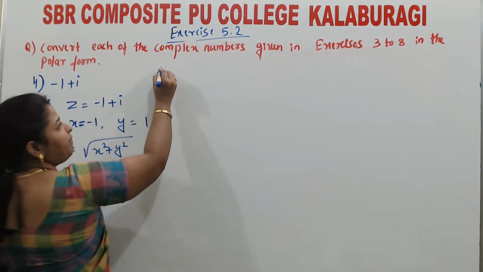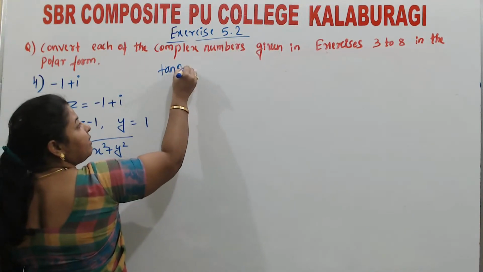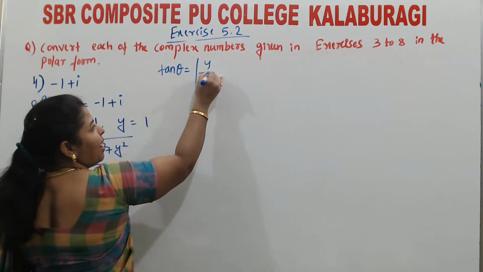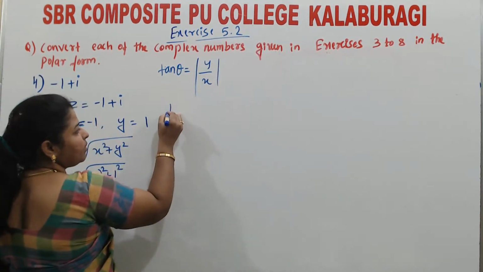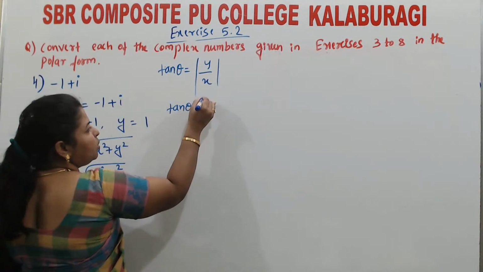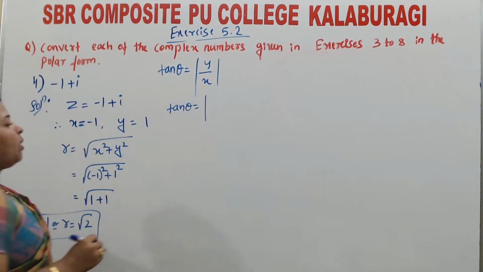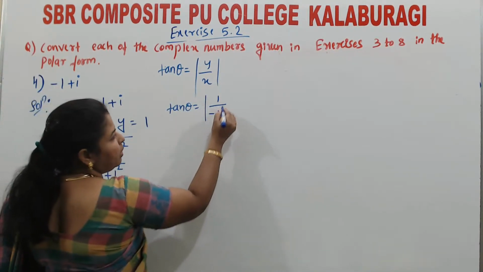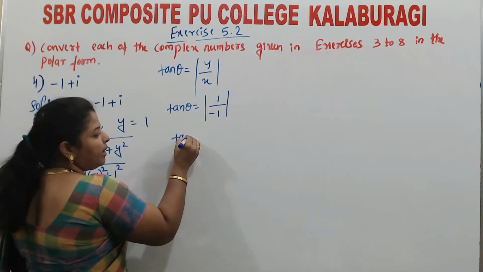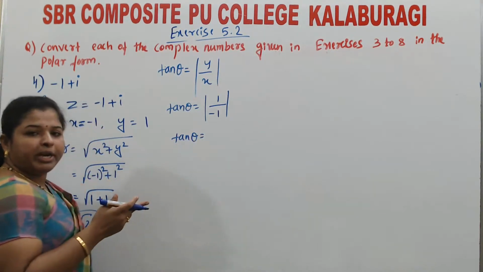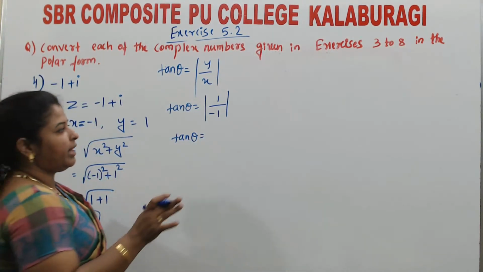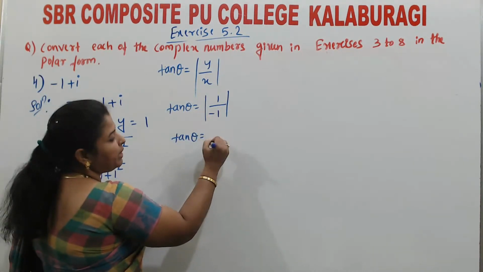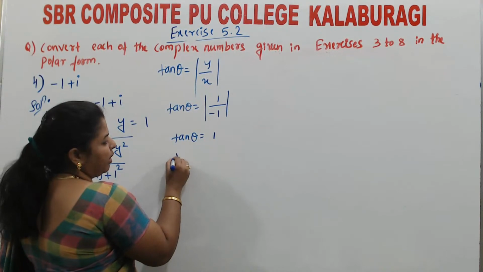Next, what do we have to find? We have to find the theta value, right? For finding theta, we use tan theta is equal to y by x. Y is equal to 1, and x is minus 1. Then tan theta is equal to, numerator is 1, denominator is 1. If modulus is taken, minus becomes plus, therefore it remains only 1.